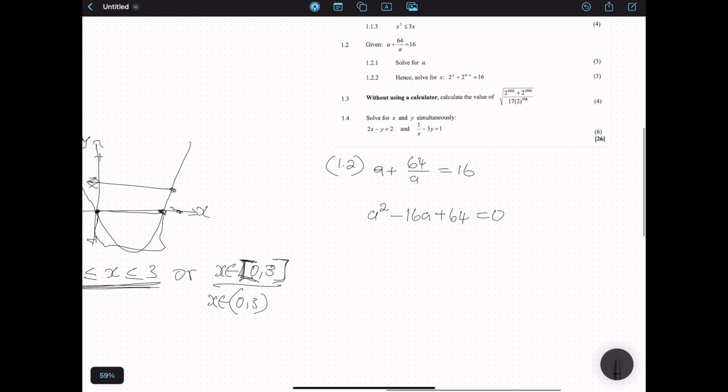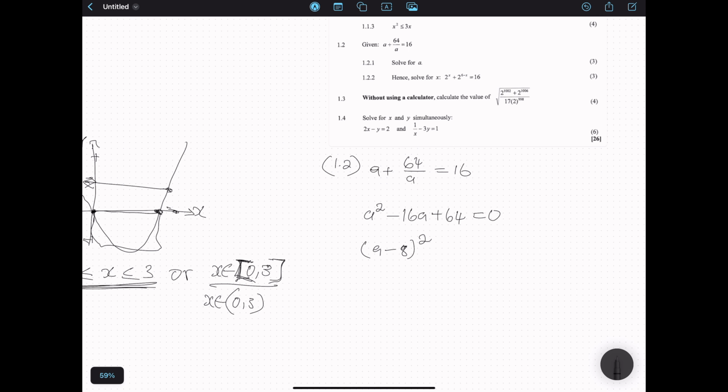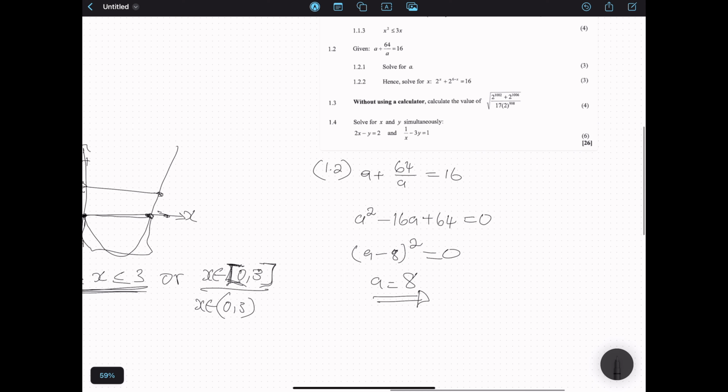Then you're going to have a minus 8, a minus 8, so it's the same thing as writing a minus 8 squared. Then you can see that a is equal to 8, right? So that is the answer for this question. A is equal to 8 when you simplify that.